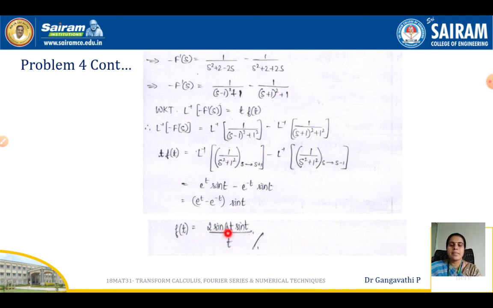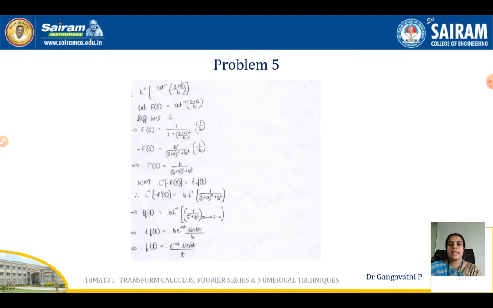And here this term is sine hyperbolic t. Make a note of it. There should not be any confusion. e to the power of t minus e to the power of minus t by 2 is sine hyperbolic. So f of t is this, this is the answer. So this is how you need to solve the different types of problems.